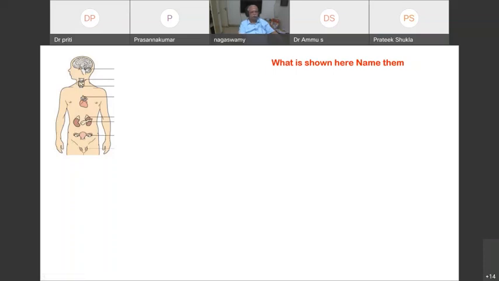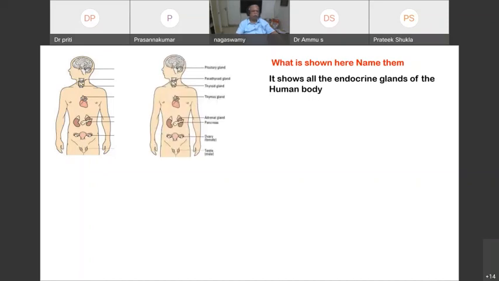Normal endocrine gland. It shows all the endocrine glands in the human body. So you have pituitary, parathyroid, thyroid, thymus gland, adrenal, pancreas, ovary, and testis. That's all. What is the function of the endocrine system? What does it do?